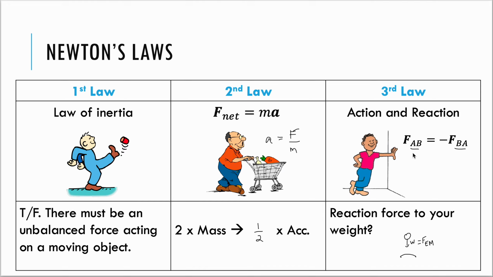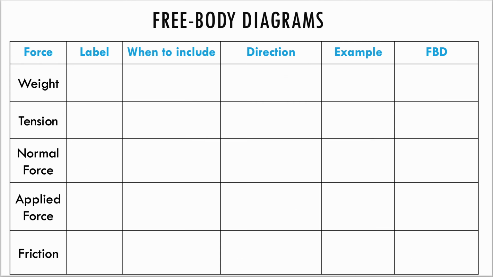So according to this law, to find the reaction force, you're just going to switch the subscripts. The reaction force is going to be the force from the mass pulling up on the earth. We just switch the subscripts. The forces are going in opposite directions. That's how to find the reaction force. Make sure the forces are acting on different objects.